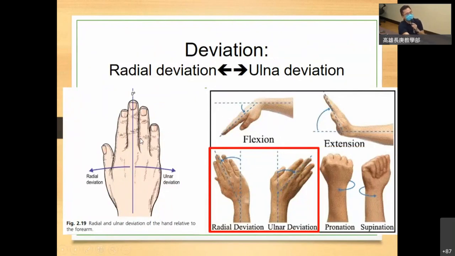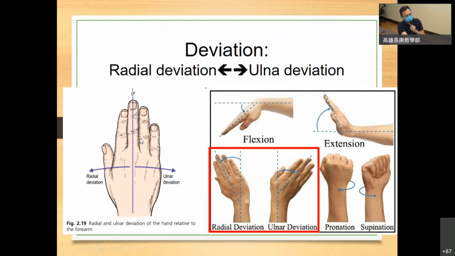And another is the deviation. The deviation terms are usually used on the hand, your wrist. We use our wrist as a center. If we move our hand to the medial side, across our body, it means radial deviation.